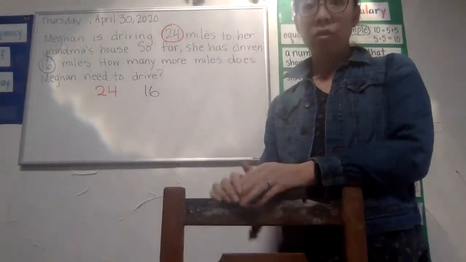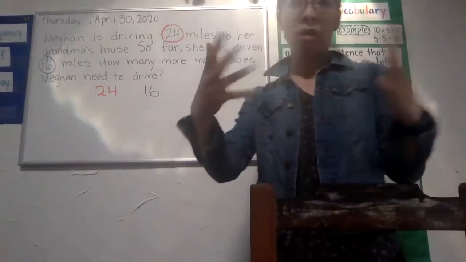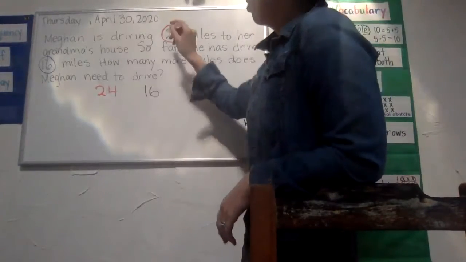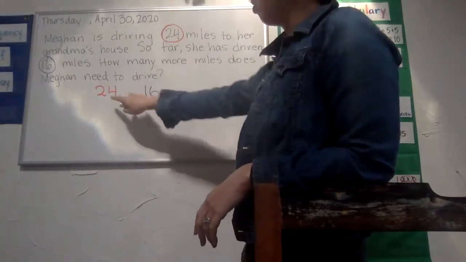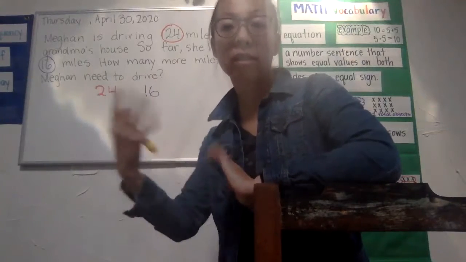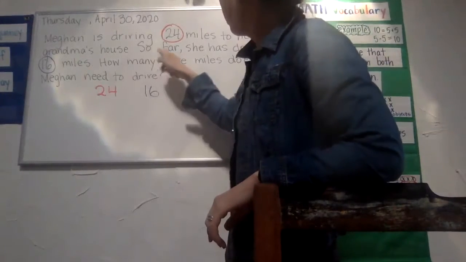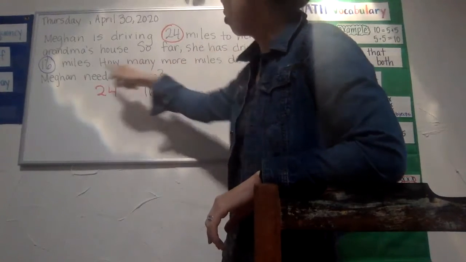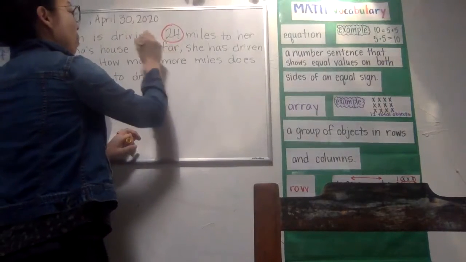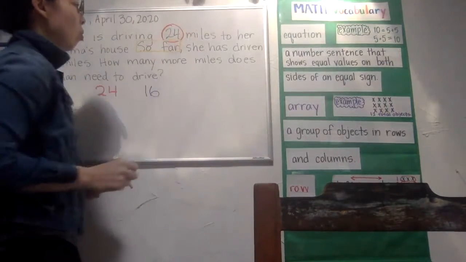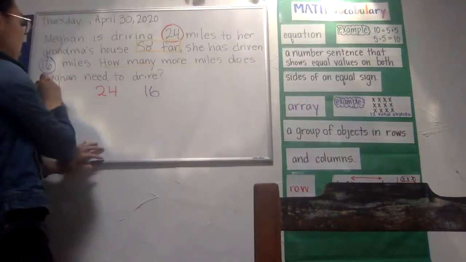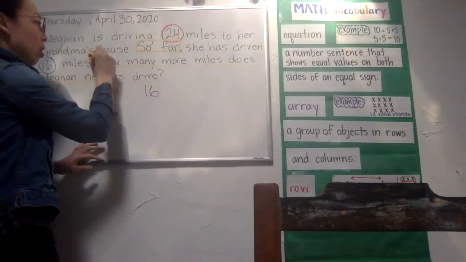Okay, scholars, I'm going to show you actually two equations because this problem can be solved in two different ways. So here we go. Megan is driving 24 miles to her grandma's house. So we already know that 24 is the total number of miles she needs to drive. That's how long it takes to get to grandma's house. Well, it says so far she has driven 16. Do you see those words, so far? This has already happened. So let's finish finding our job here. How many more miles does Megan need to drive?